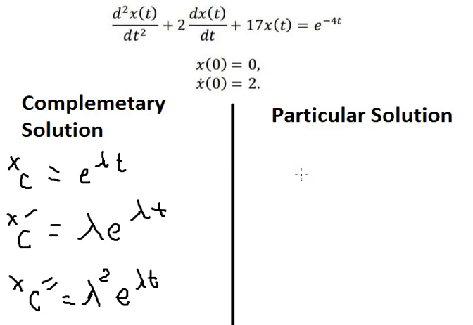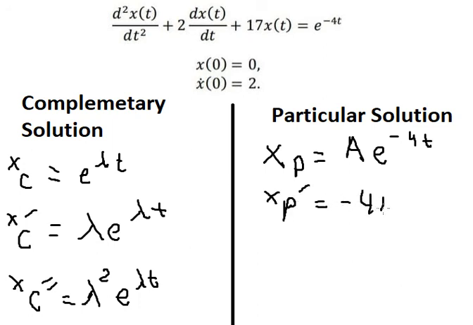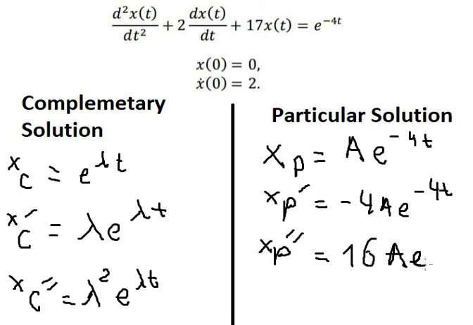Now I go to the particular solution. We have only e to the power of negative 4t. So that means for s_p, I will put A e to the power of negative 4t. If we do the first derivative of this one, we have negative 4A e to the power of negative 4t. If we do the second derivative, we have 16A e to the power of negative 4t.